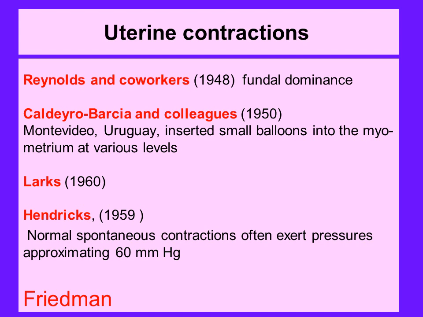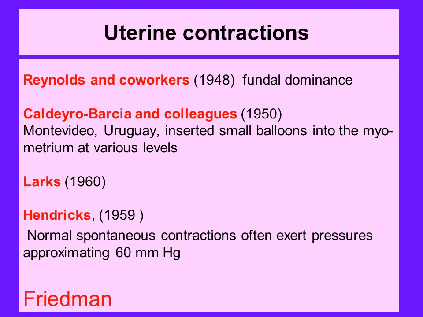In the 1950s, Caldeyro-Barcia and colleagues inserted small balloons into the myometrium at various levels of the uterus. They reported that, in addition to a gradient of activity, there was a time difference in the onset of contraction in the fundus, mid-zone, and the lower segment.